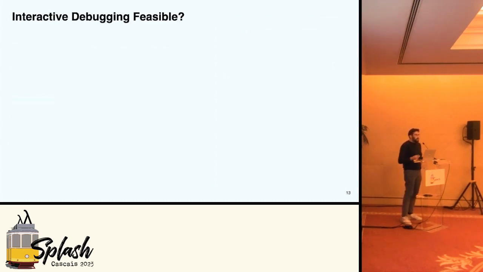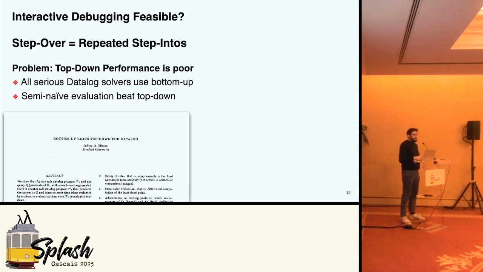Up until this point, we only talked about step into, but what about step over? Well, we could simulate step over with repeated step into interactions, but there's a problem. With top-down evaluated Datalog, the performance is very poor, and that's why all serious Datalog solvers actually use bottom-up evaluation, in particular semi-naive evaluation.